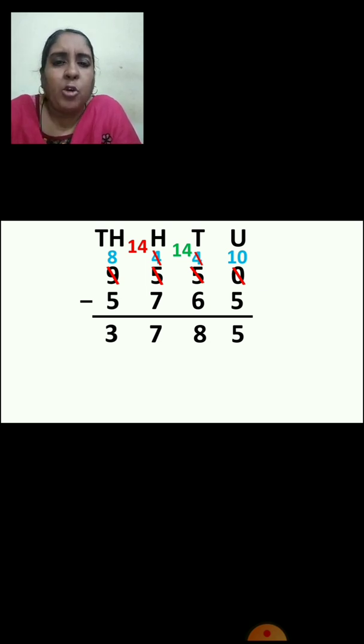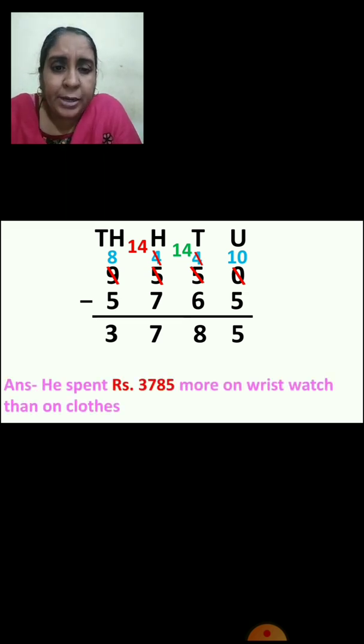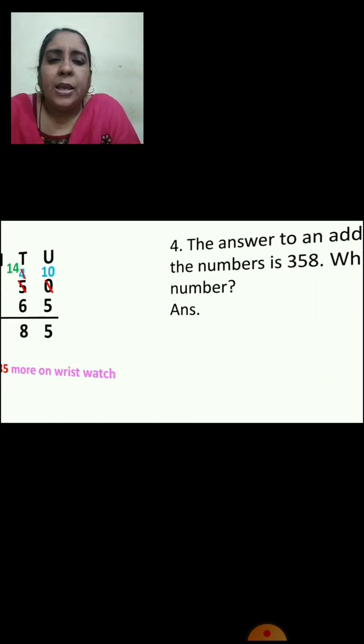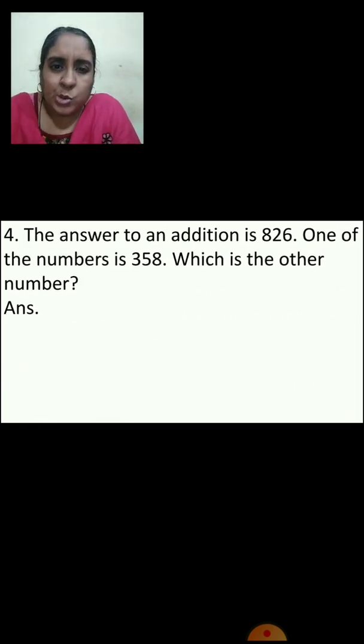3785. So how are you going to write the answer? Yes, he spent rupees 3785 more on wristwatch than on clothes. So this is your answer. Now let us do the next question.